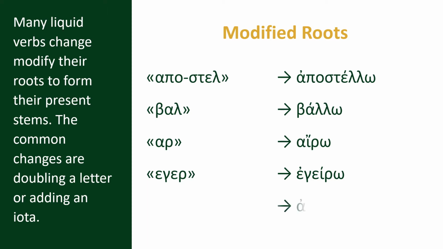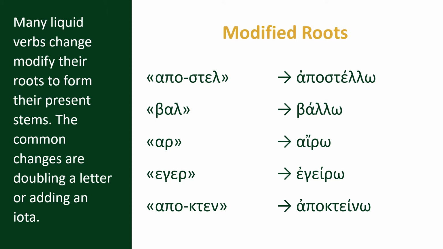And lastly, apoktino, I kill. The actual root is simply kappa, tau, epsilon, ni. But we've added an iota to get ktin. You hear the iota that's been added?